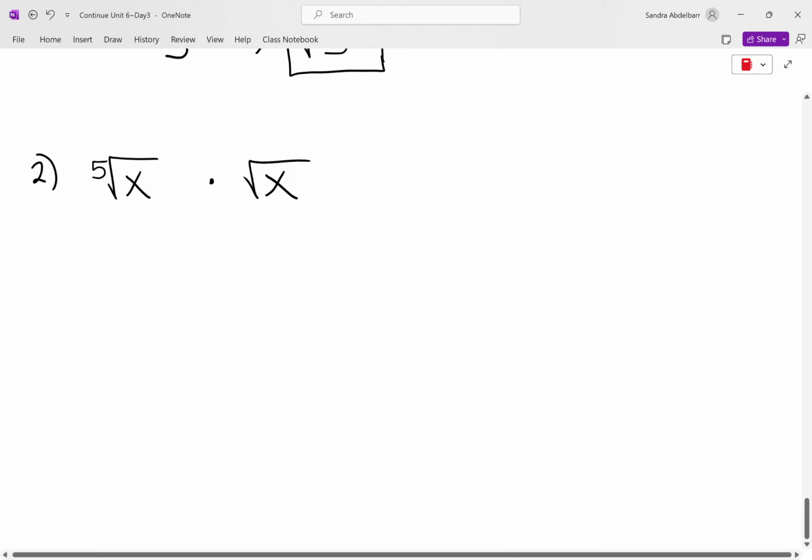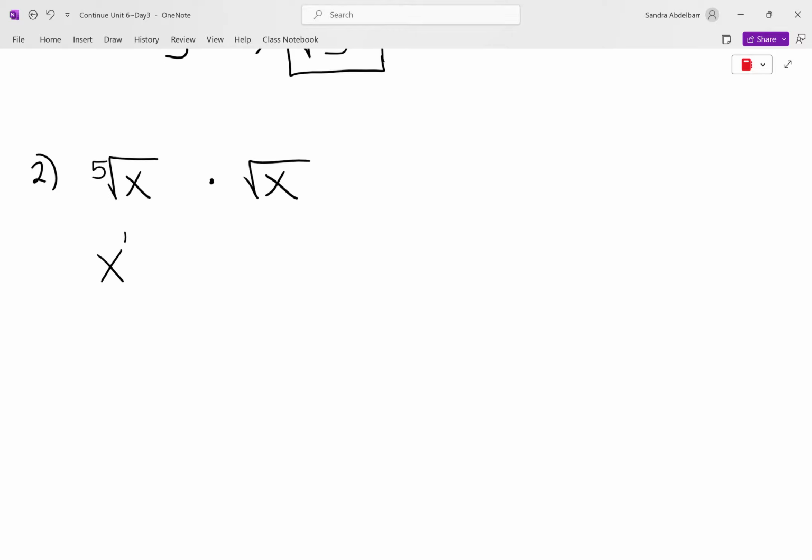So you might be thinking, okay, well then this whole lesson is pointless and I don't need to pay attention. No, that's wrong, because then I could give you something like this, and I cannot multiply this in radical form. So I'm going to have to change it to exponential. Even though my final answer has to be in radical, I have to use exponential within the problem. So I'm going to change this to exponential. This is x to the 1/5 times x to the half.